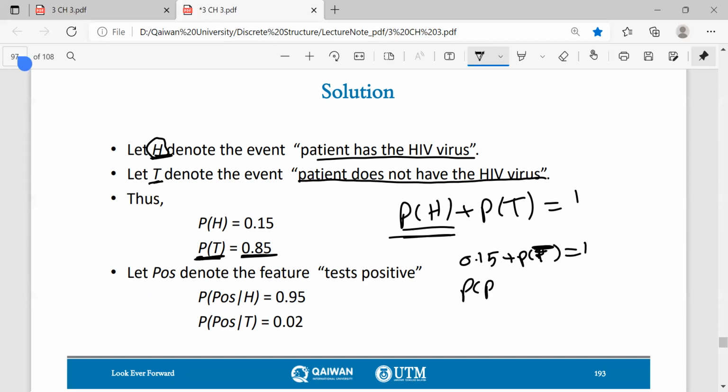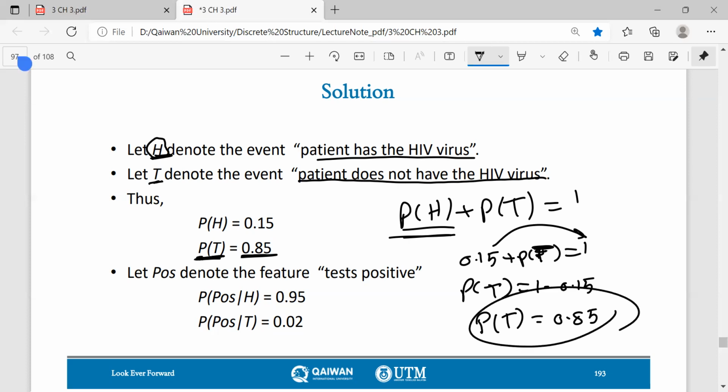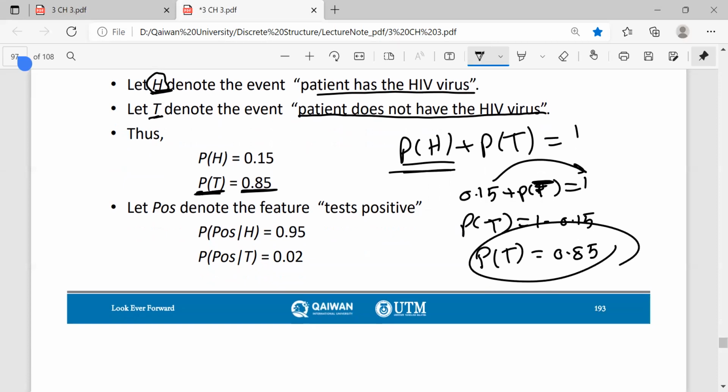How about P of T? We move this to the right hand side. We get 1 minus 0.15. That means P of T is 0.85. This is the probability of those which have no HIV virus. We let POS denote the feature test positive. POS denotes that the test is positive.